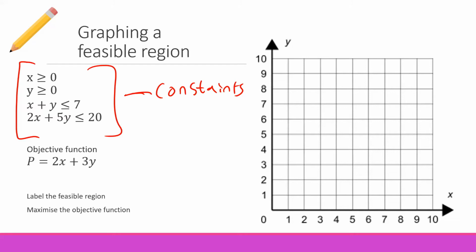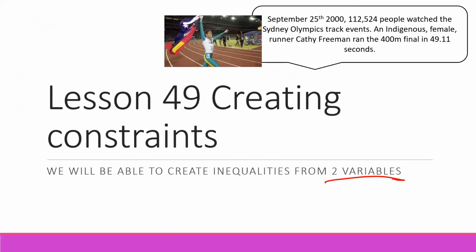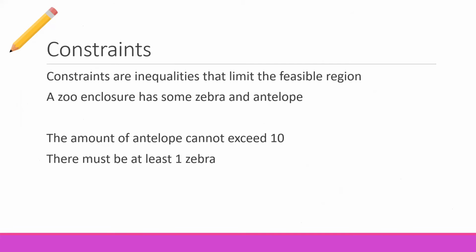Now here I've given you the constraints. I've said X is greater than 0, Y is greater than 0, blah, blah, blah. What if I didn't give them to you? How would you create these? And that's going to be today's goal. So firstly, what is a constraint? Constraints are inequalities that limit the feasible region. What they do is they stop the feasible region from being as large as possible. And so this might be as simple as X is greater than 0, Y is greater than 0.